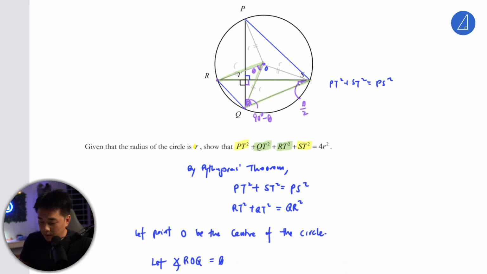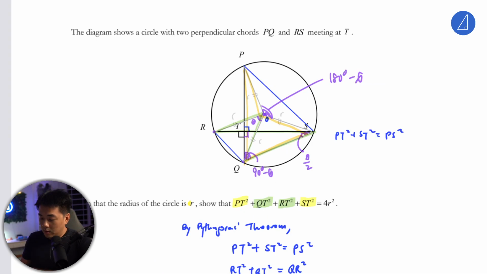Now what we're going to do is use angle at the center and angle at the circumference again over here. So this angle here will be twice of this. Once done, we're just going to use the cosine rule, which is a square equals b square plus c square minus 2bc cosine A. In this case, we can apply the cosine rule to this triangle here to find our PS. Then we can also use the cosine rule to find our RQ here.